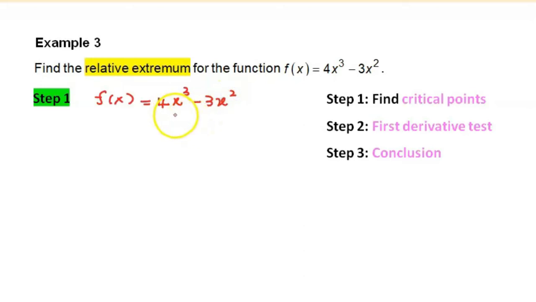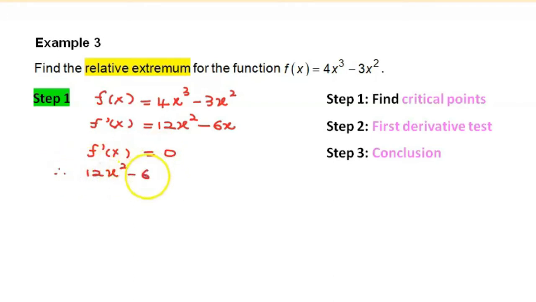This function needs to be differentiated to find the first derivative. Therefore, f prime of x is equal to 12x squared minus 6x. After this, we need to equate f prime of x to 0. Therefore, 12x squared minus 6x is equal to 0.